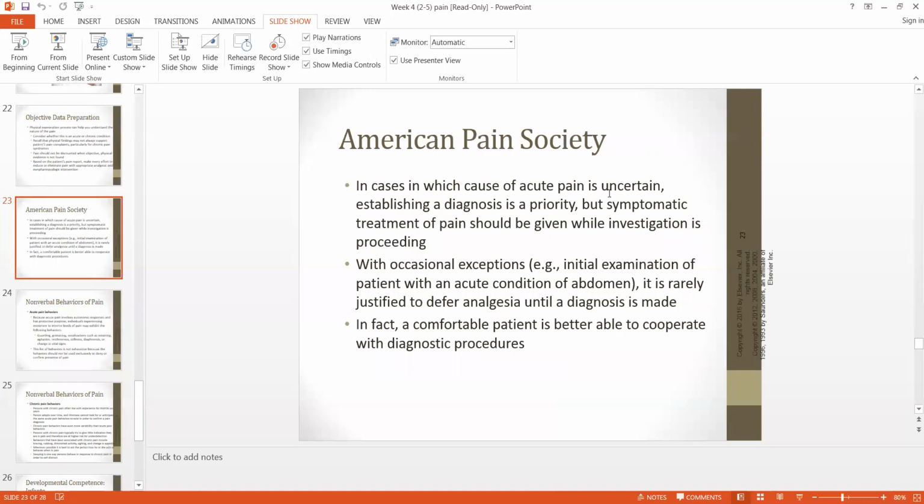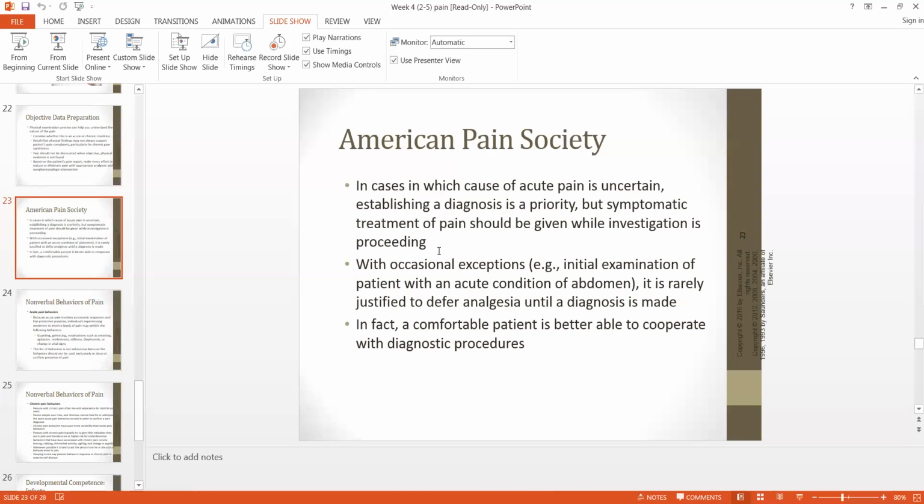So in cases where the cause of acute pain is uncertain, establishing a diagnosis is a priority. Symptomatic treatment should be given while investigation is proceeding. So they come in with a broken leg. We still have to take an x-ray. We can see the leg is broken. They've just been in a car accident. We're assuming that leg is going to be hurt because they were in the car accident. We treat them before that x-ray is taken, before that cast is put on. We don't make them be in pain before we figure it out.